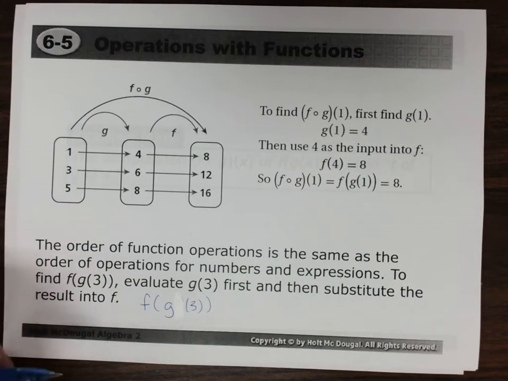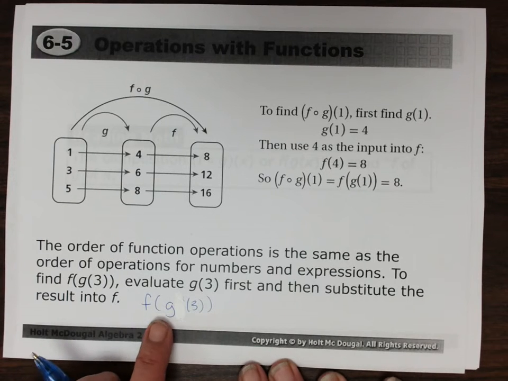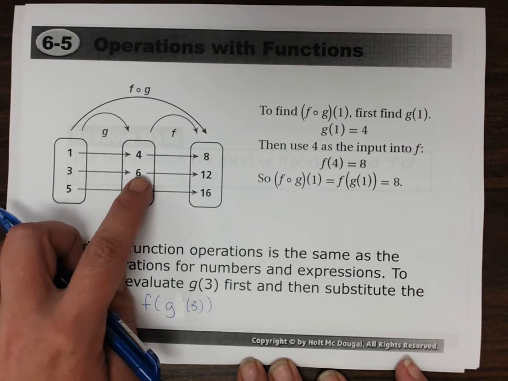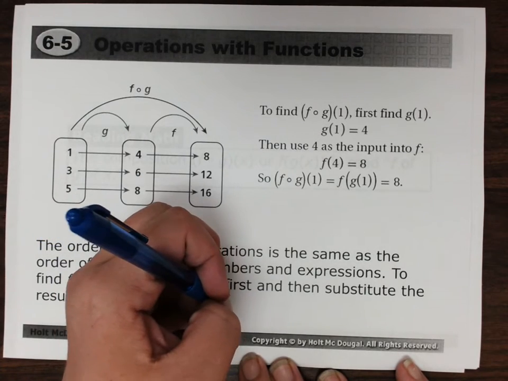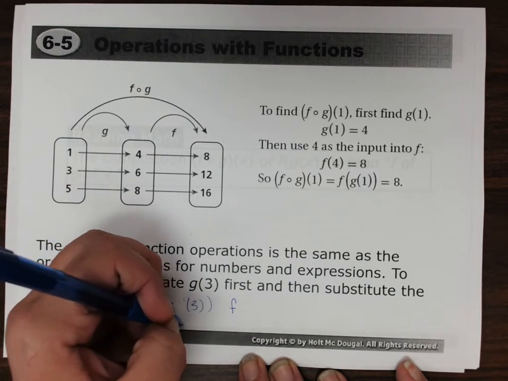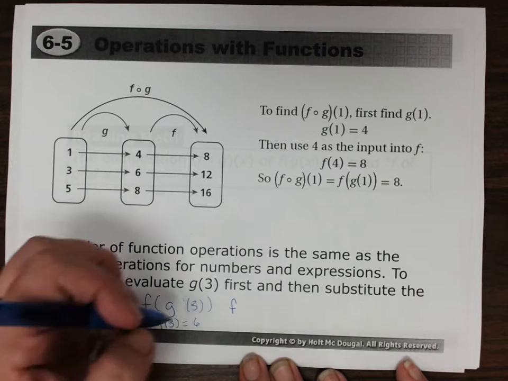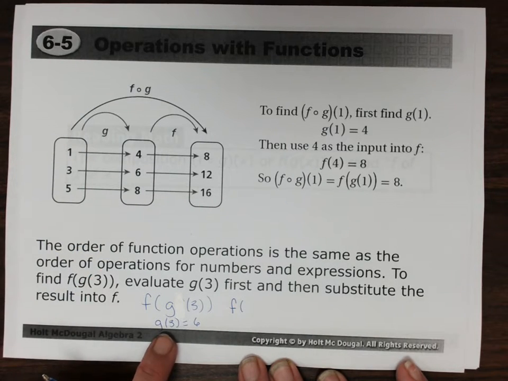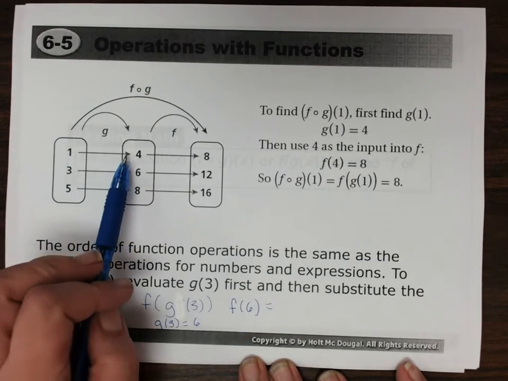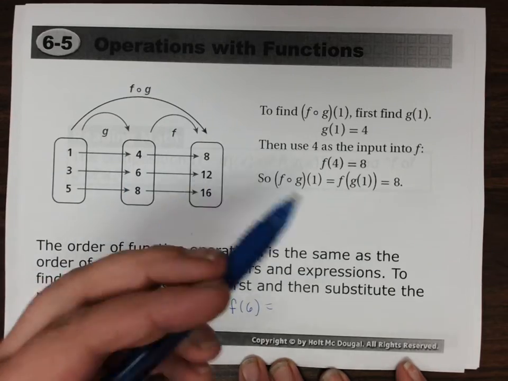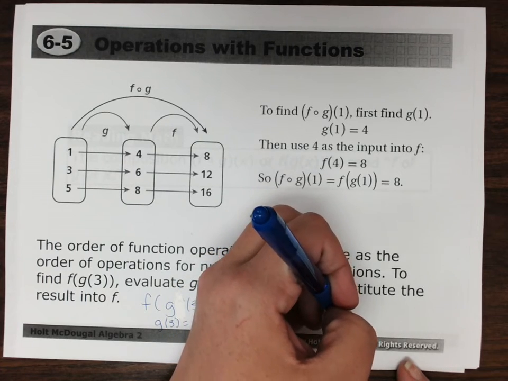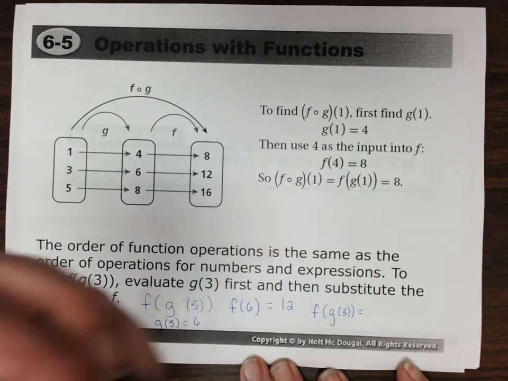F of g of 3. So let's look at the inside value first. What is g of 3? Well, g of 3 is 6, right? When we input 3, we get 6 out. So now we want to plug in this value, right? g of 3 was 6, so let's plug that into f. What is f of 6? Well, here is 6, and it maps to 12. So then we can say that f of g of 3 is equal to 12.